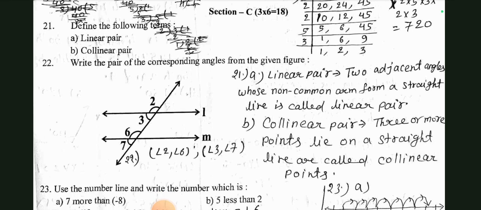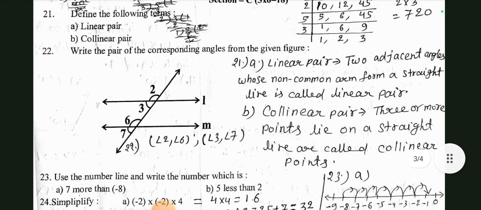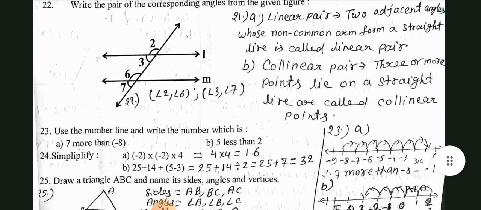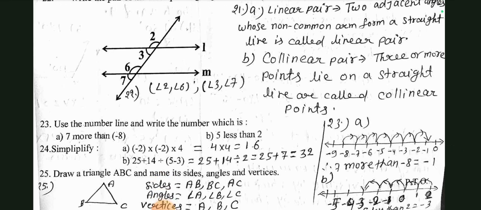That is the definition. Question number 22, a figure is given, and the question asks for the pair of corresponding angles. Here the pair of corresponding angles is angle 2 and angle 6, another pair is angle 3 and angle 7. So these are the two pairs.